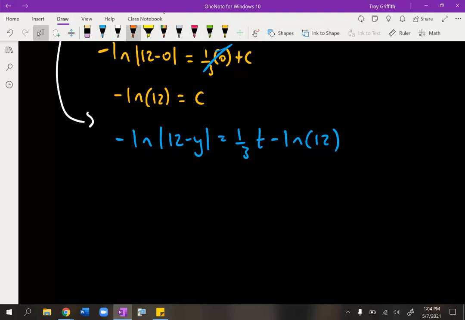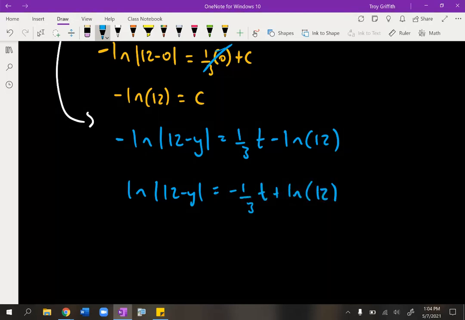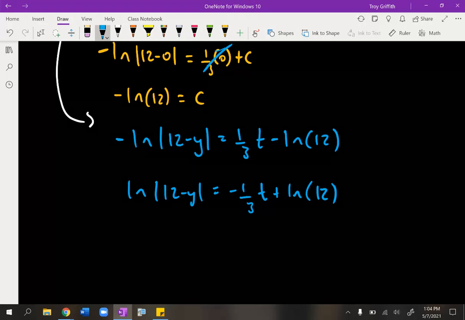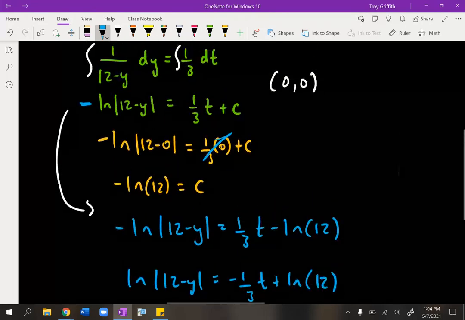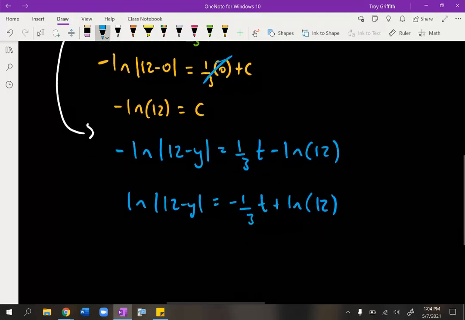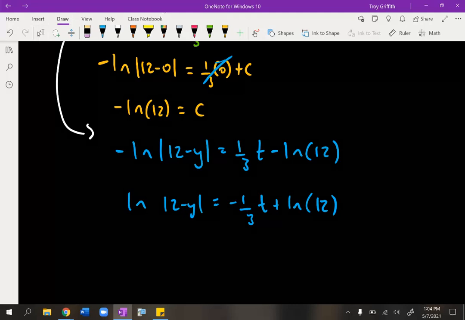I'll start here by getting rid of the negative on both sides. So I'll make both of these terms negative on the right side, change their signs. I can actually drop the absolute value bars if I want, because my initial condition has a y value such that when I plug that in, I don't end up taking the natural log of a negative number. 12 minus 0 is 12, and that's just fine. So I'm actually just going to turn these into parentheses here.